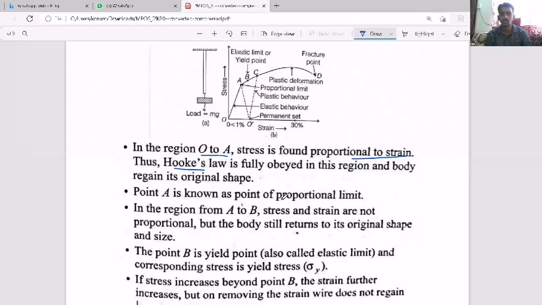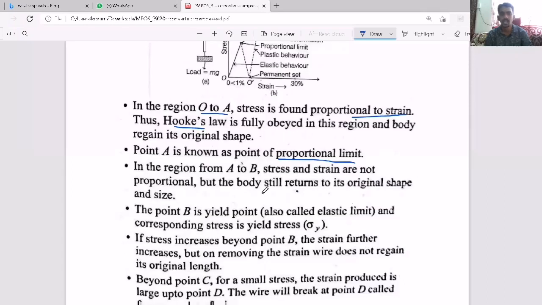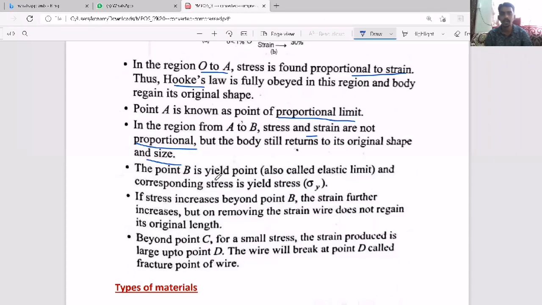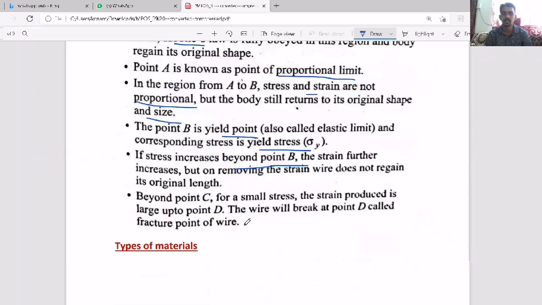Point A is known as the proportionality limit, and in the region A to B, stress and strain are not proportional, but they still return to the original shape. That's why that point is called the elastic limit. Point B is also called the yield point, and the corresponding stress is called yield stress. If stress increases beyond point B, then there is a permanent change, and that we call the permanent set.